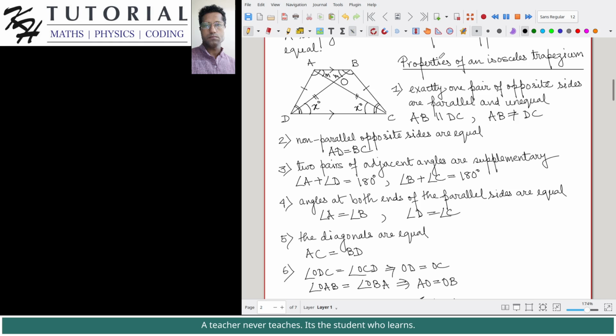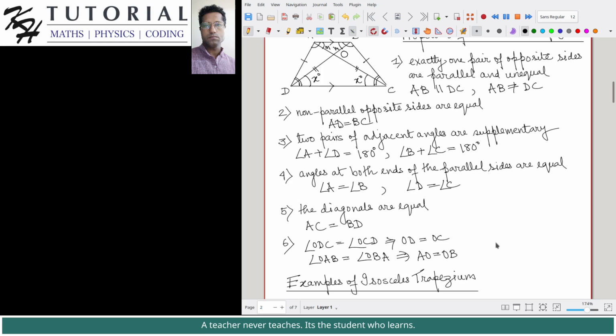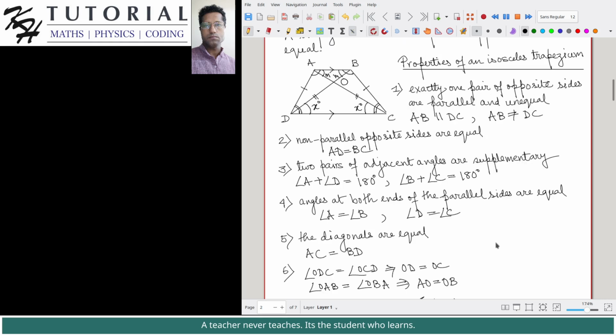And then finally, we will have the angles at the end of the bases are equal. That is, angle D will be equal to angle C and angle A will be equal to angle B. These are the main properties of an isosceles trapezium. It is better if you can remember the properties. That is, at both the bases, by bases I mean the parallel sides AB and DC. AB is a base, DC is also a base.